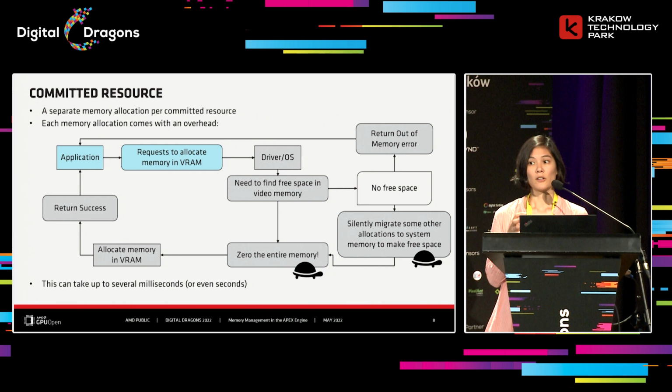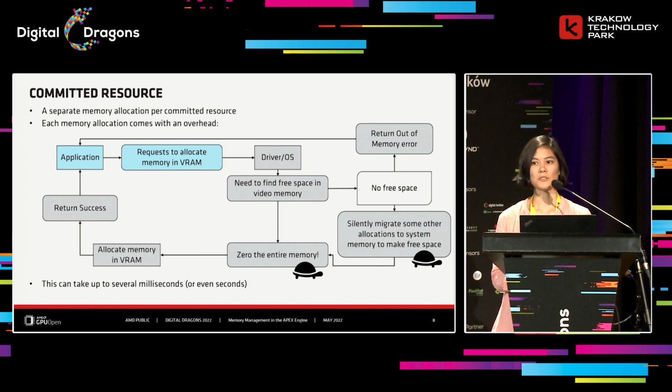And allocating memory always comes with an overhead. And this can be quite a lot, actually, depending on which path you have to take. So what happens is the application is requesting memory to allocate. And then the driver and operating system, they try to find free space for the allocation. If they're able to find free space, then the memory gets zeroed.